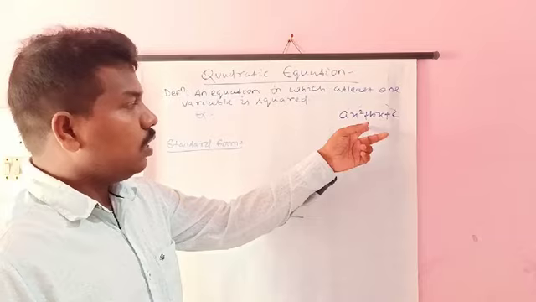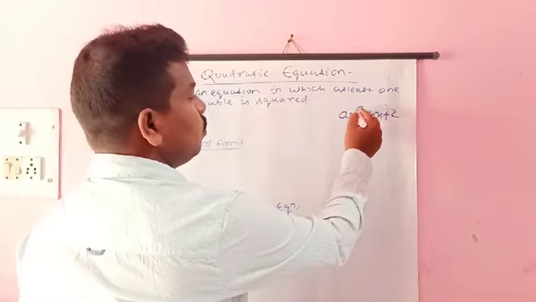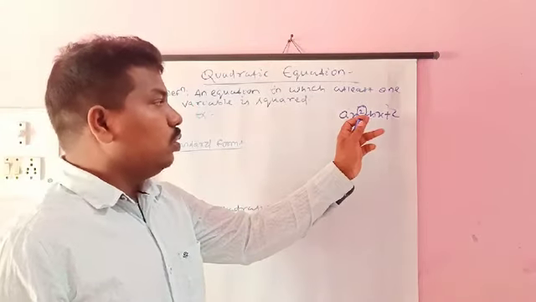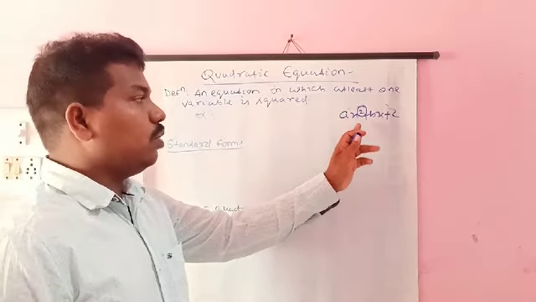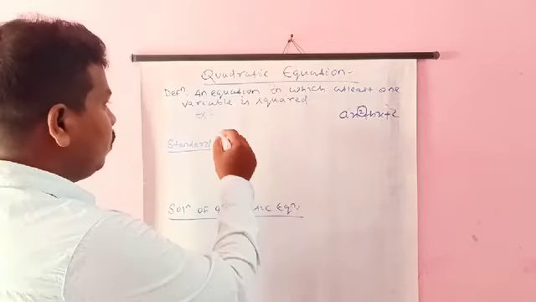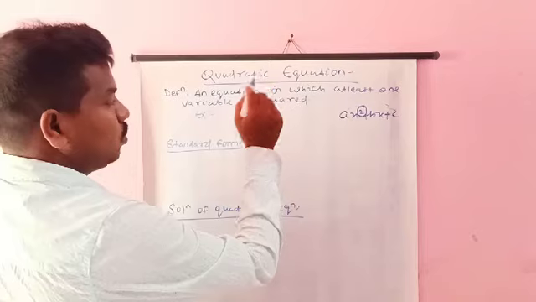But this polynomial is a quadratic polynomial because the degree of the variable here is 2. So if the highest power of the variable is 2, then the polynomial is a quadratic polynomial. So from this polynomial we define the quadratic equation. A quadratic equation means an equation in which at least one variable is squared.